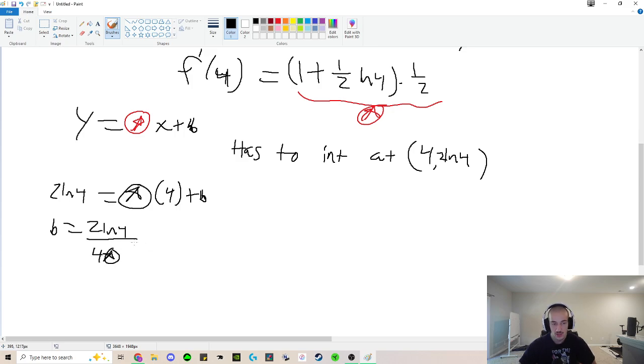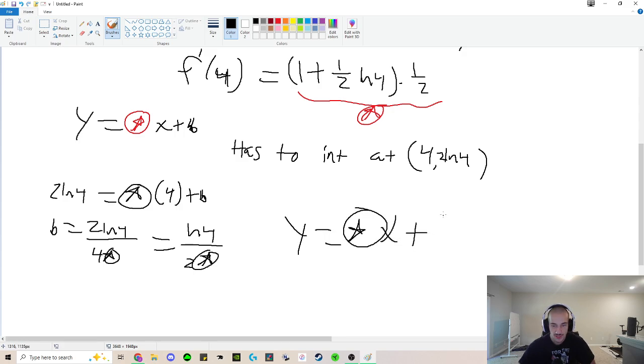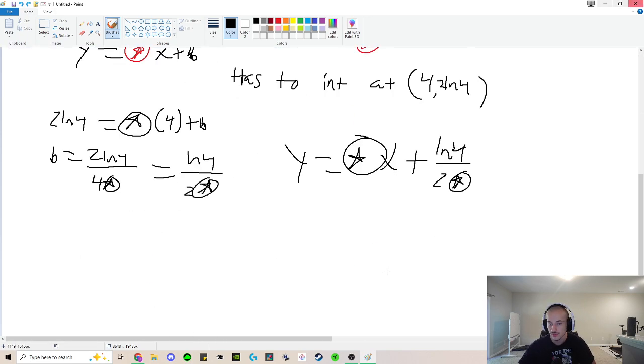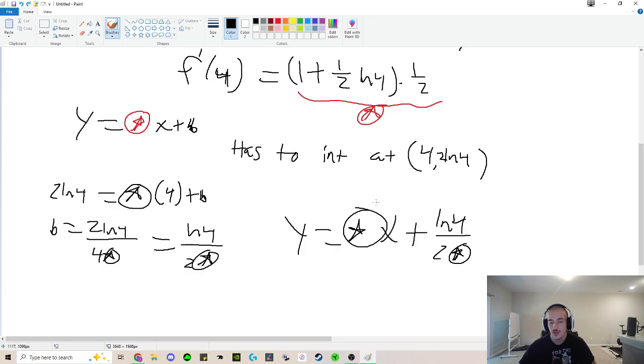Okay. And now we can cancel maybe. We can say ln 4 over 2 star if you want to. It doesn't matter. You can simplify the 2 and 4 if you want to. You don't have to. Okay, so now we've got ln 4 over 2 star. And so then this means that the equation of our tangent line is y equals star of x plus ln 4 over 2 star. This here is going to be a tangent line to ln x root x at x equals 4.